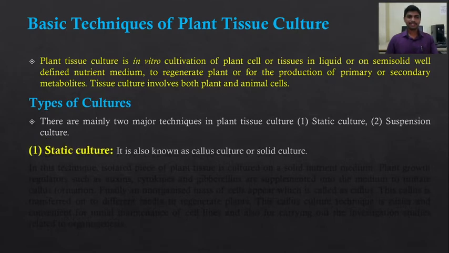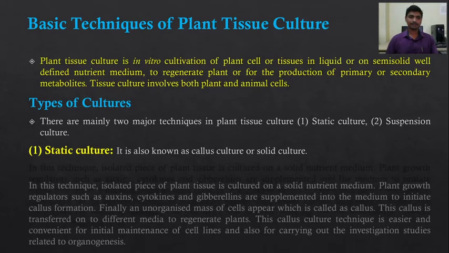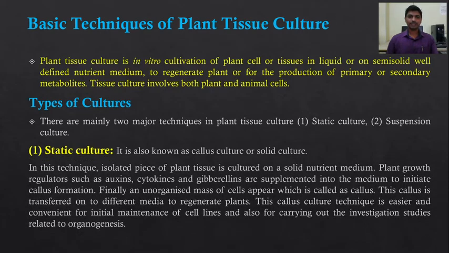The first one is the static culture. Static culture is also known as callus culture or solid culture. Here the well-defined nutrient medium used is a semi-solid medium, so it is also called a solid culture. In this technique, an isolated piece of plant tissue, which we call an explant, is cultured on a solid nutrient medium. Plant growth regulators such as auxins, cytokinins and gibberellins are supplemented into the medium to initiate callus formation.